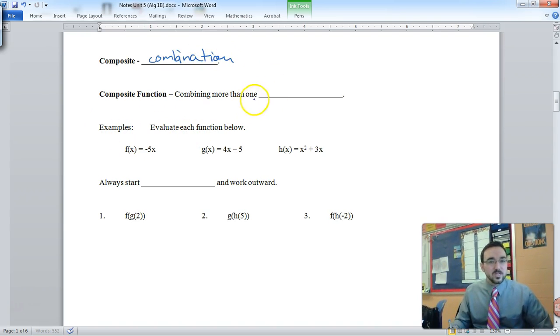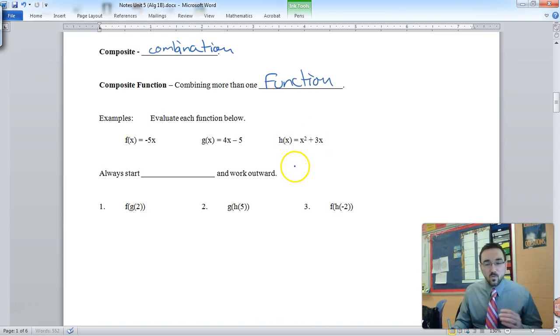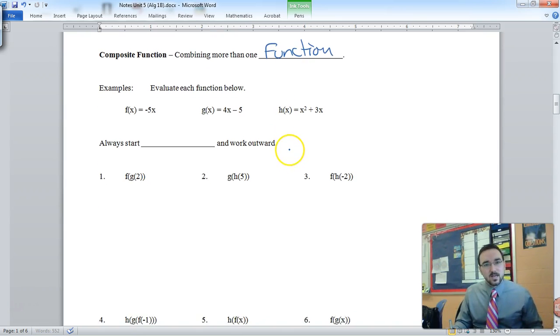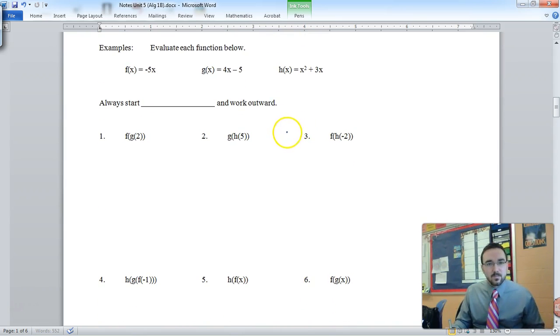Okay, a composite function is combining more than one function. So it's going to sort of be like a chain reaction. We solve one problem to get the answer that we're going to use to solve for the next problem. I'll show you what that means. So here are some examples. We're going to use these 3 functions, but we're going to start combining them and mixing and matching them.